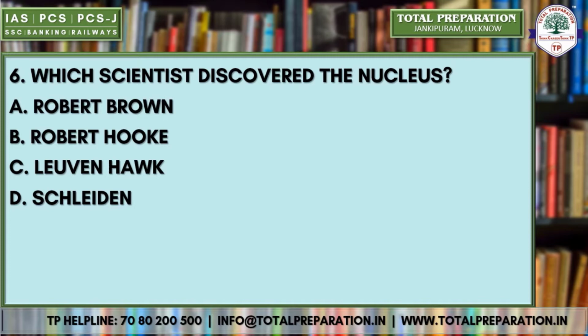Next very important question is, which scientist discovered the nucleus? Option A, Robert Brown, option B, Robert Hooke, option C, Leeuwenhoek, option D, Schleiden. The correct answer to this question is Robert Brown, which is option A.